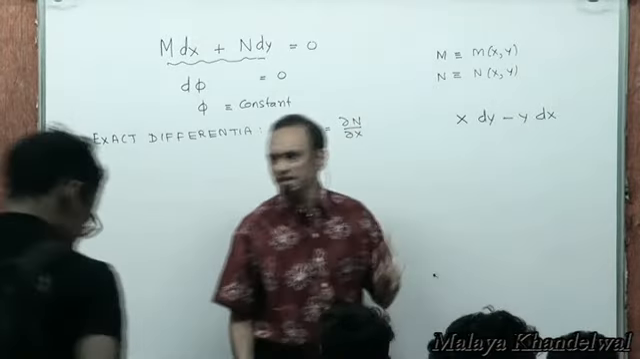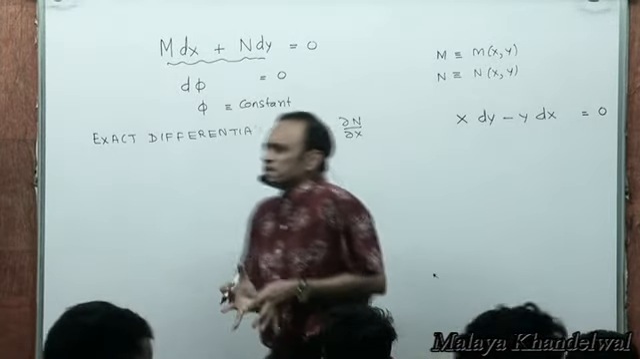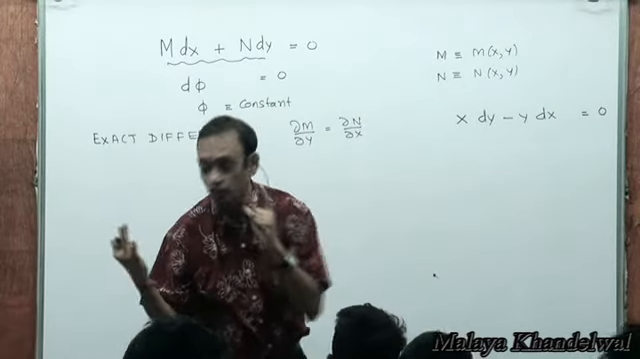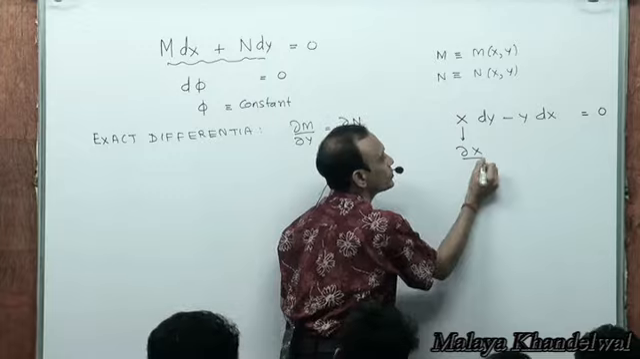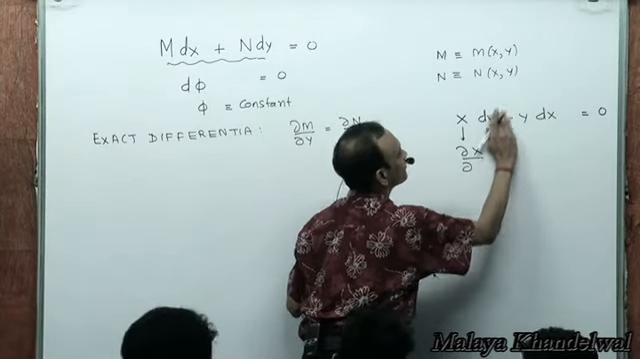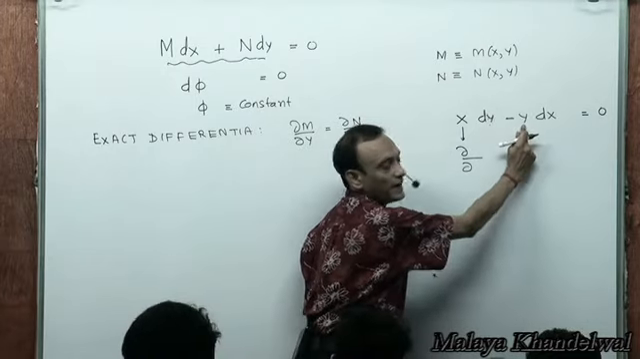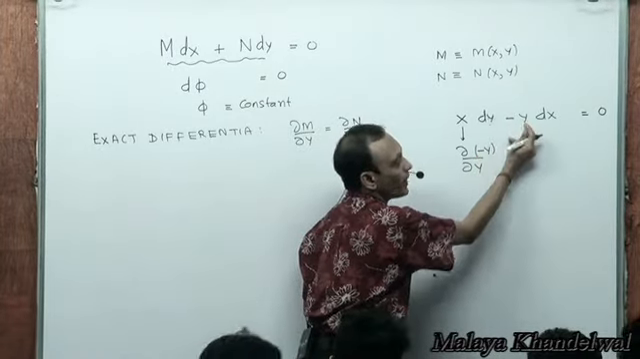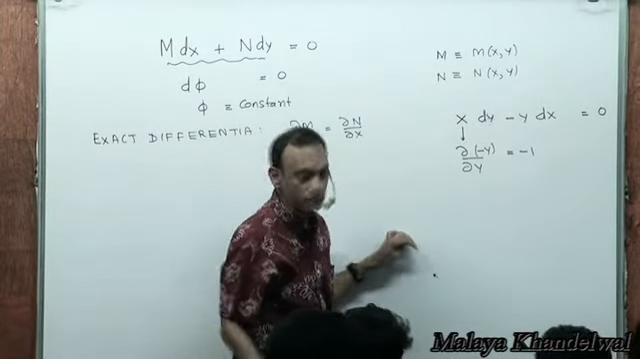x dy minus y dx equal to 0. Look at this. This cannot be expressed as d of something equal to 0, right? Because what is M? x dy minus y dx, so this is my M, M is minus y, right? So dou M dou y is minus 1. That is dou M dou y.